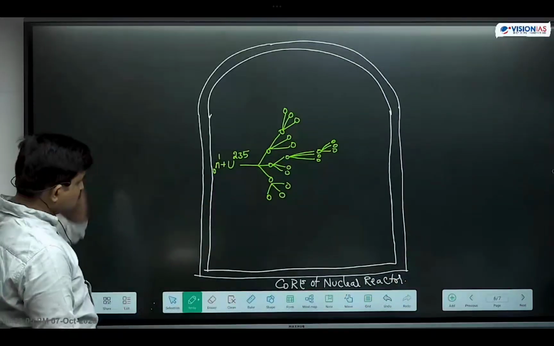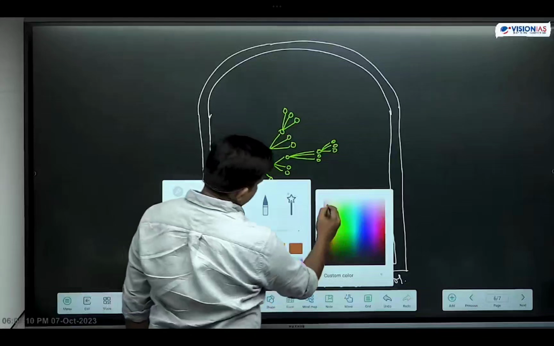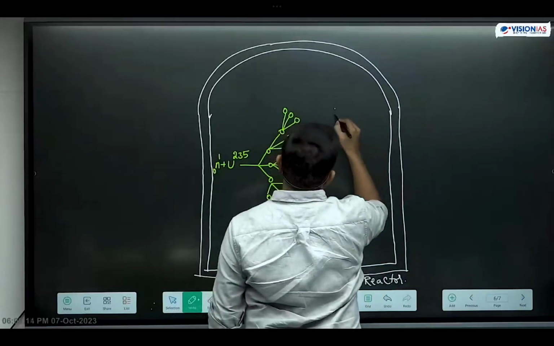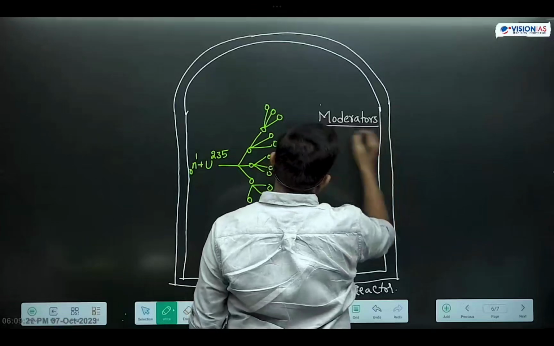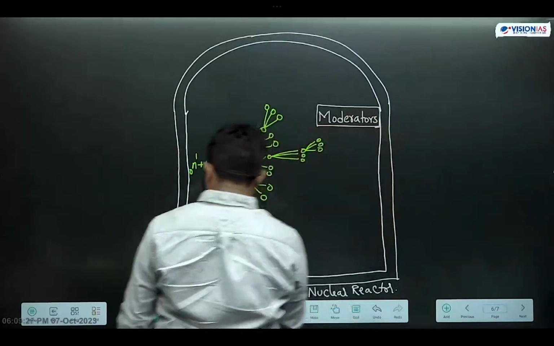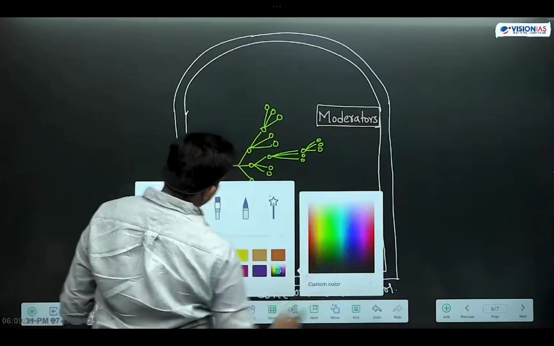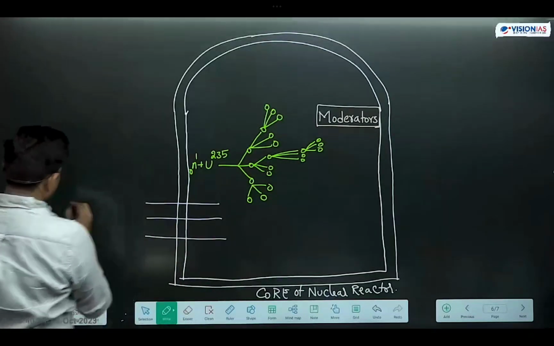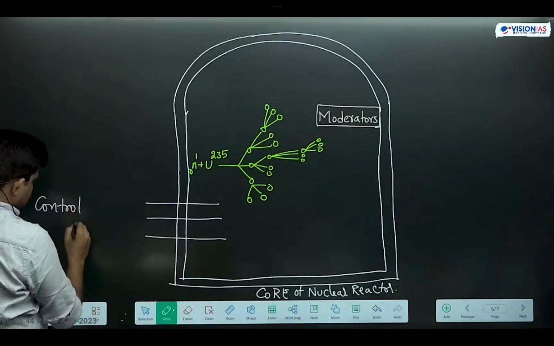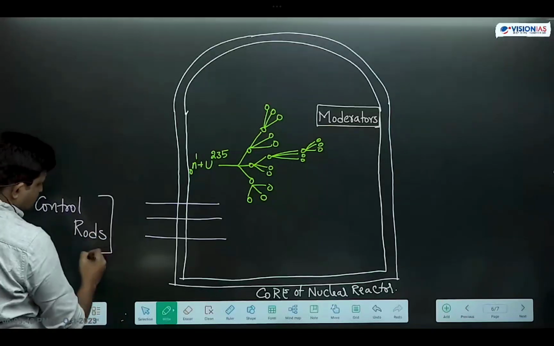Next, another component of the nuclear reactor is moderators. Moderators are used in the nuclear reactor. Other than this, another component we use is control rods. These control rods are used in the nuclear reactors.